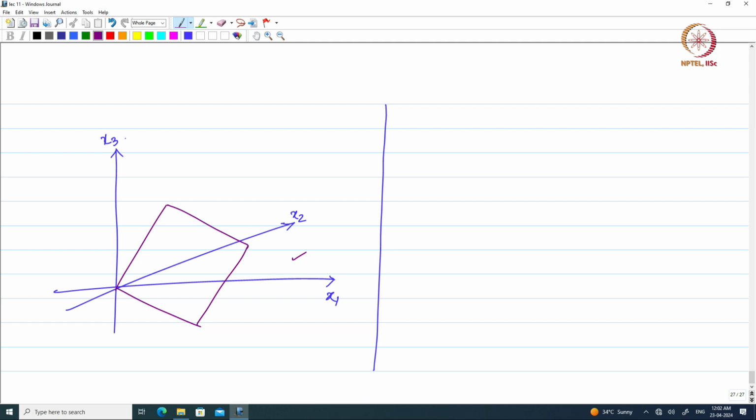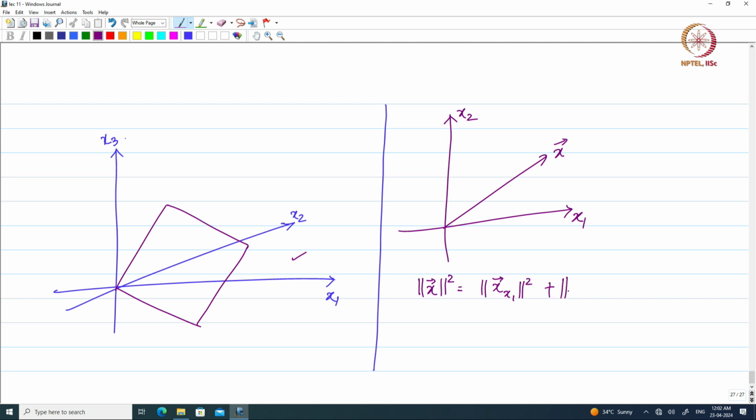So, this is something similar to our Pythagoras theorem, where suppose I have a vector, let us say this is the vector x. So, in 2D we have x1 and x2. We know that the length of x squared is basically given by the length of the projection of the vector x along the x1 direction, whole square, plus the length of the projection of this vector along the x2 direction, the whole square. This is basically the Pythagoras theorem.